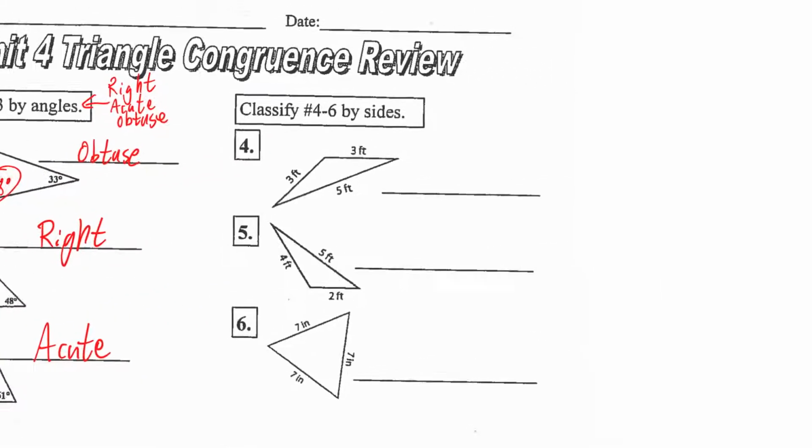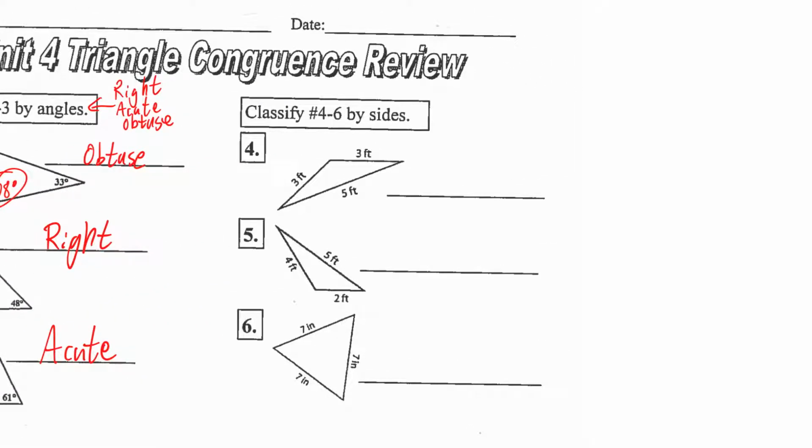Okay, now the second group is by sides. Now by sides is talking about this. Scalene, isosceles, and equilateral. What does scalene mean? None are the same. What does isosceles mean? Two are the same. What does equilateral mean? All of them are the same.